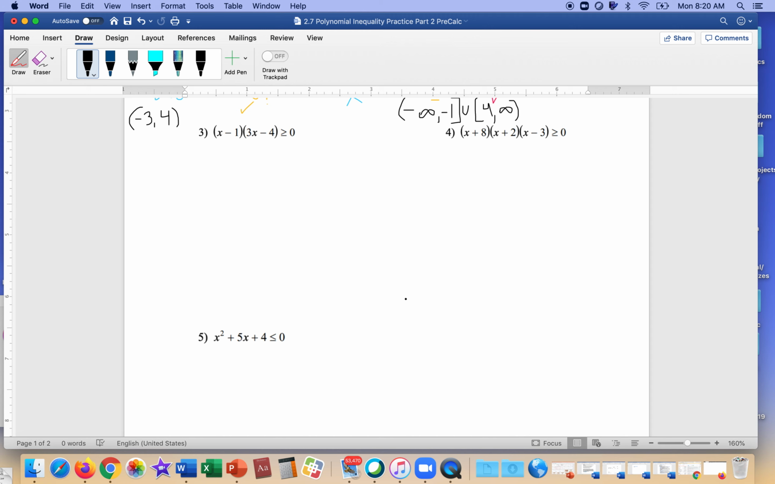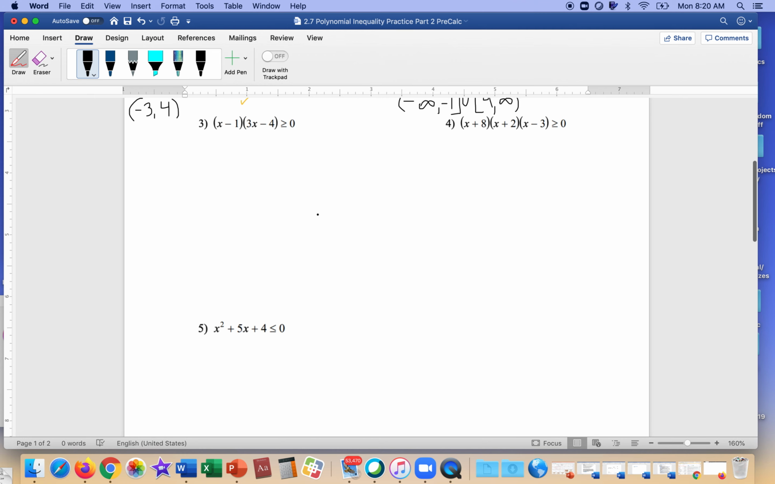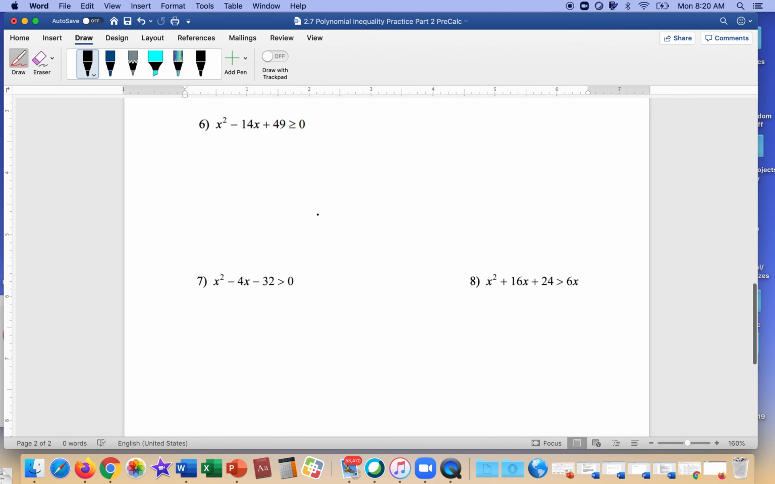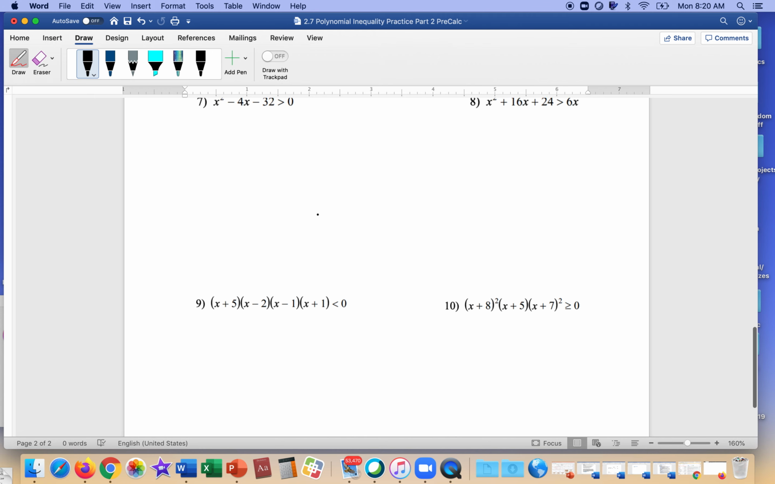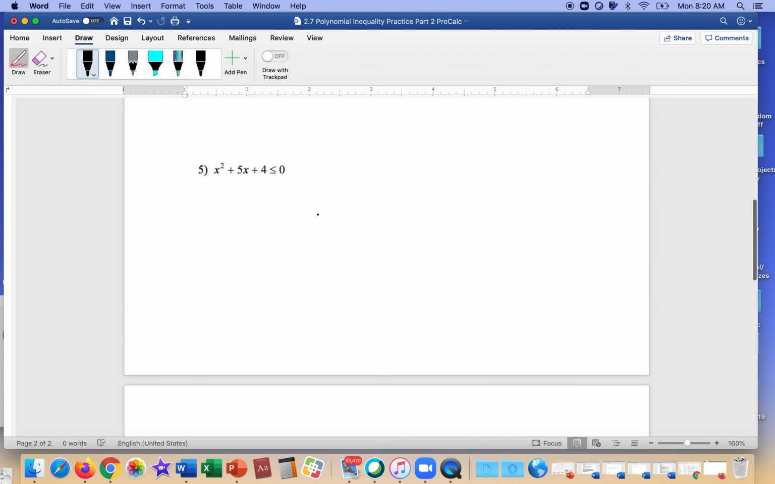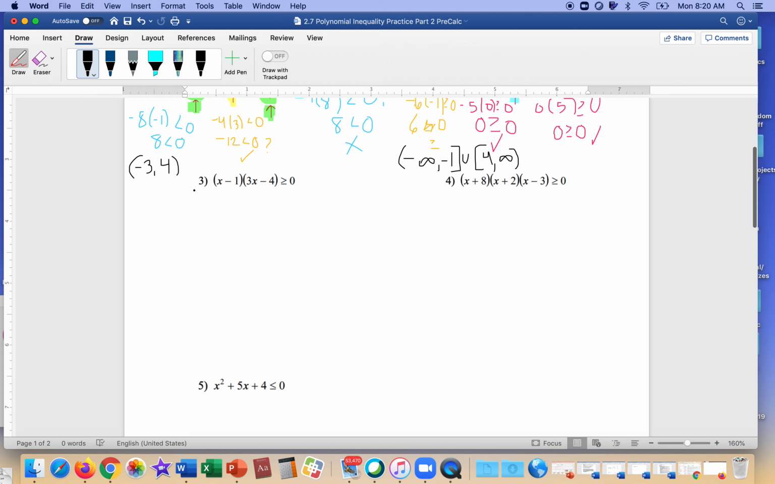Your homework is going to be 3, 6, 7, 8, 9, 10. Okay, so actually, we'll just cross off 3. But just so you guys know, when you set this factor equal to 0, right, you would get 4/3.